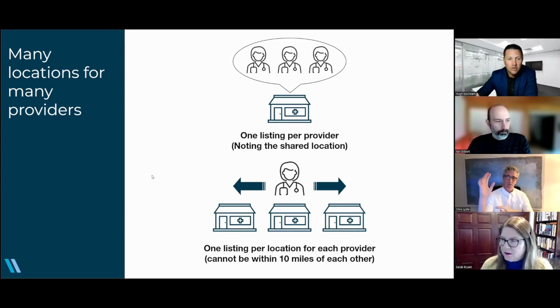So again, what we enable here is one listing per provider at a practice, and those listings can each note that they are part of a practice listing. And then likewise, a provider can have multiple listings across multiple practices, as long as they're not within 10 miles of each other.